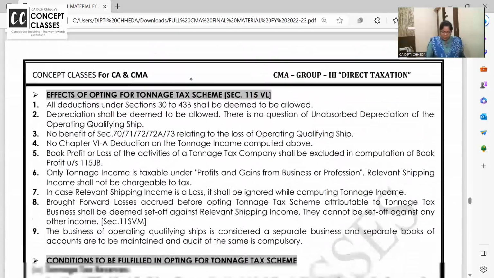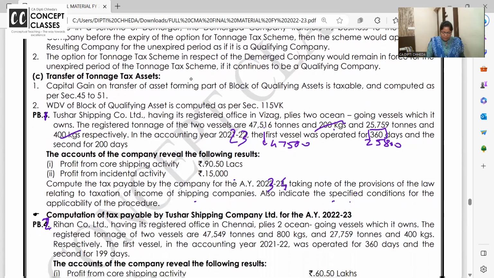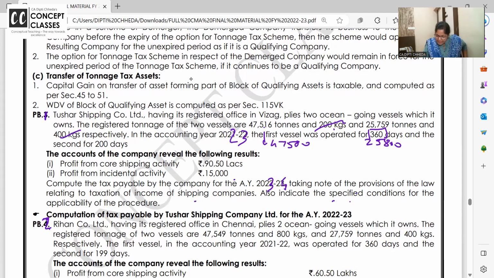Acha, in that question, 1 minute, one more thing was asked over there. Compute the tax payable taking note of the provisions of the law relating to taxation of income of shipping company. Also indicate the specified conditions for the applicability of the procedure. So what are the conditions they have to satisfy? Minimum 20% of whatever is the main core profits of the business, that they have to put it in the reserves.